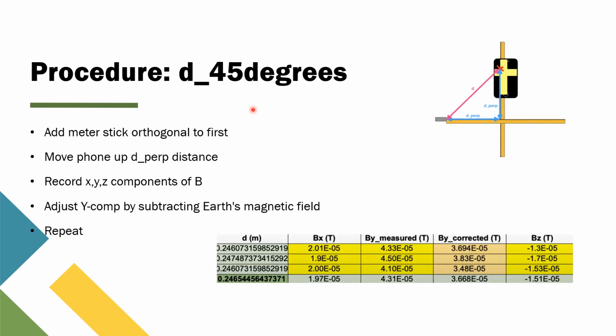Procedure, D at 45 degrees. You can see in this diagram here, we added a meter stick orthogonal to the first. We moved the phone up the D perp distance, and then we recorded the XYZ components of B, and we adjusted the Y comp by subtracting Earth's magnetic field. So you can see here we have the D, the B, and then the B corrected after subtracting the Earth's field, and then we have the X, Y, and Z. We repeated this 3 times to find the averages down below.